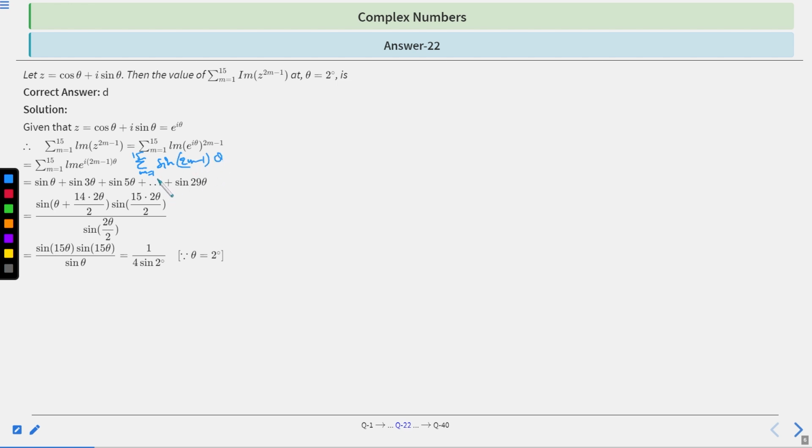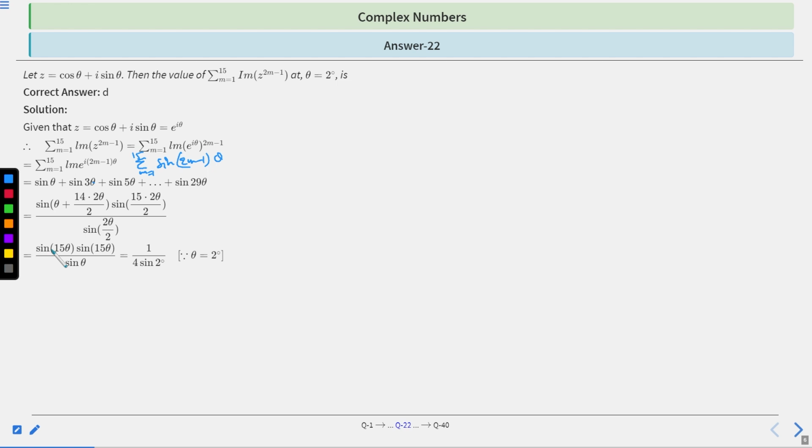Now we can put m from 1 to 15. When we put m as 1, we will get sin theta plus sin 3 theta plus sin 5 theta till sin 29 theta. Now we can apply the formula of sequence of sin theta. So we know the formula: sin of theta plus 14 times 2 theta by 2, because the difference is 2 theta. 3 theta minus theta is 2 theta, 5 theta minus 3 theta is 2 theta. So sin of theta plus 14 times 2 theta by 2 into sin of 15 times 2 theta by 2 upon sin of 2 theta by 2.